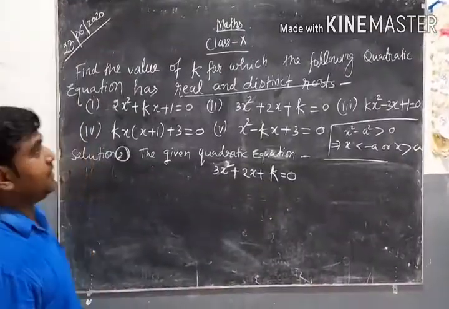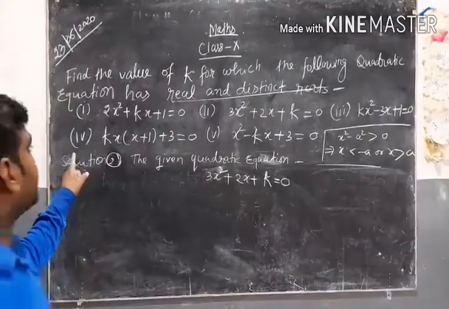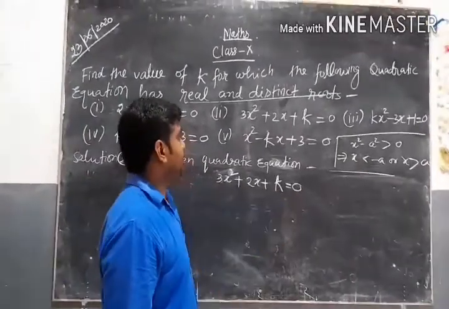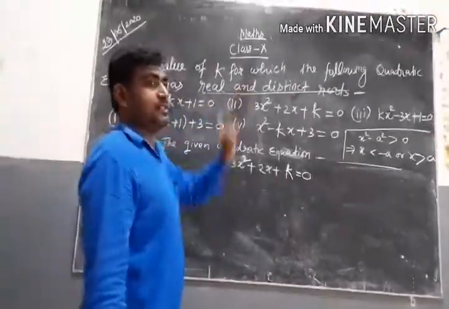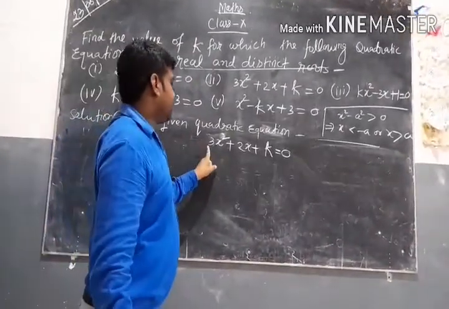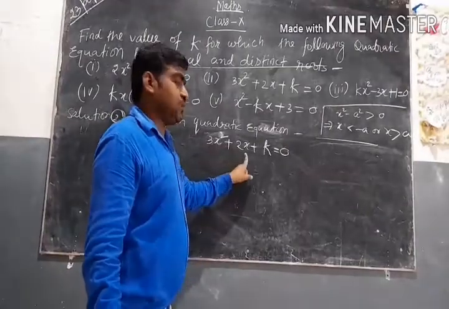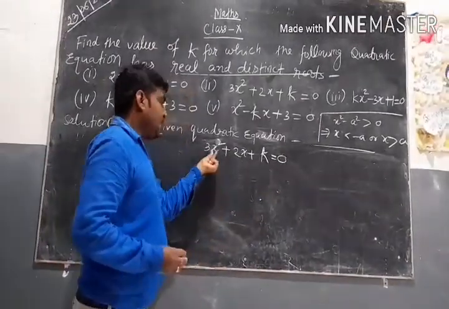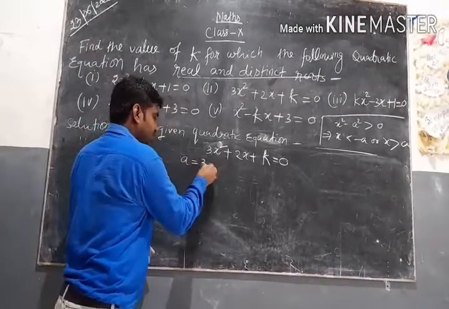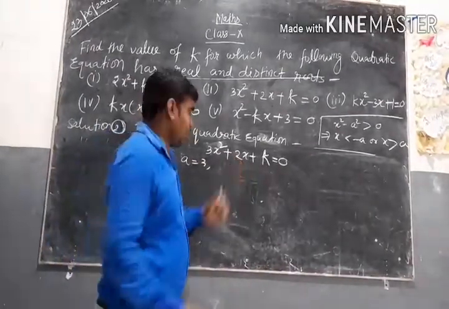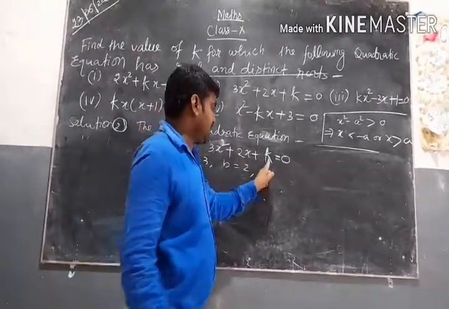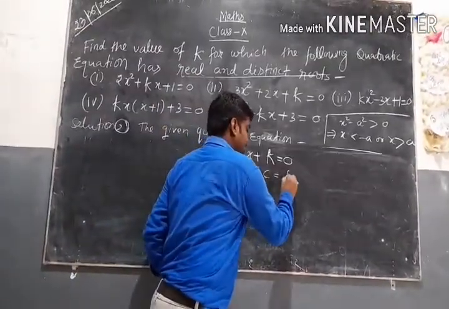Find the value of k for which the following quadratic equation 3x square plus 2x plus k equal to 0 has real and distinct root. So the solution: the given quadratic equation is 3x square plus 2x plus k equal to 0. Here the coefficient of x square is 3, so a is equal to 3. The coefficient of x is 2, so b equal to 2, and the constant term is k, so here c is equal to k.